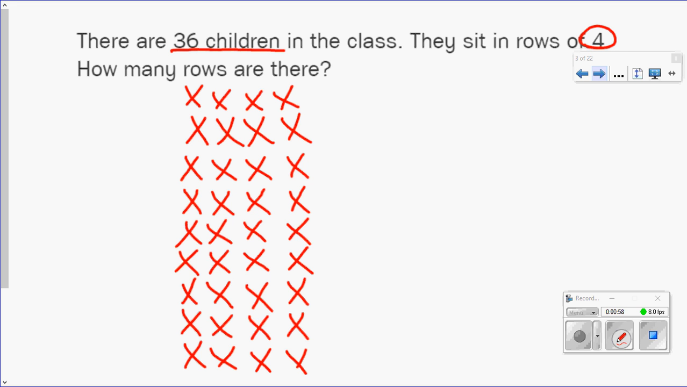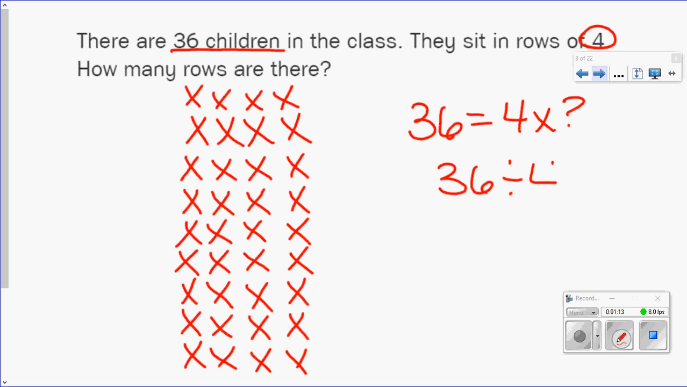Or the most efficient way is you could look at this and say 36 is equal to 4 times what? Or you could say 36 divided by 4 equals what? Okay, either way would get you there. So you should be trying to use the most efficient strategy possible. But if you can't, this always does work.